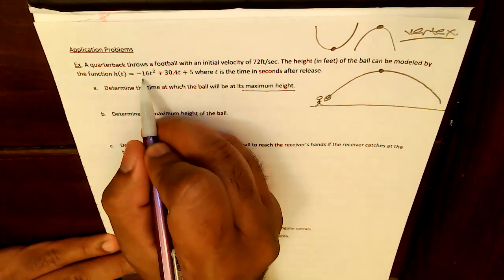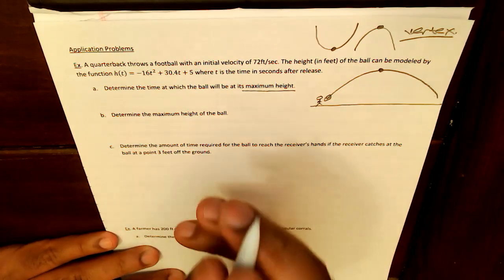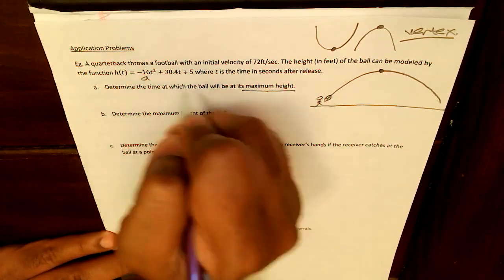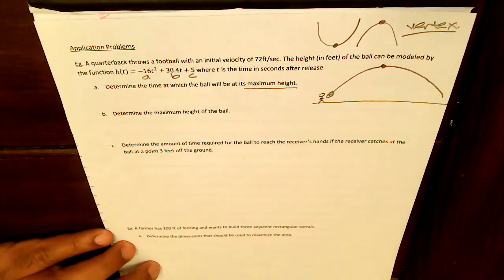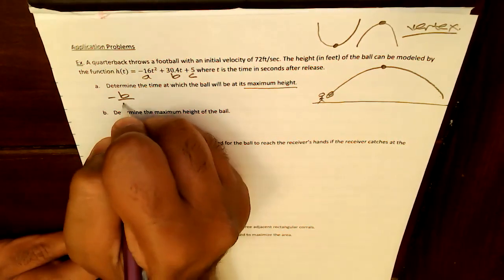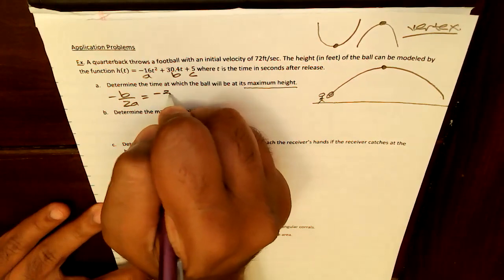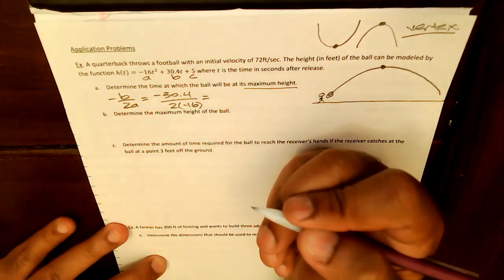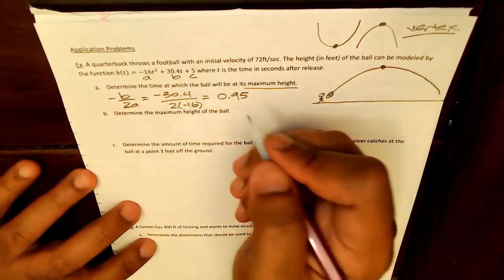So I need to figure out the vertex for my function, negative 16t squared plus 30.4t plus 5. You notice that this is a quadratic function in standard form. The value of a is negative 16, b is 30.4, and c is 5. Because it's in standard form, to find the vertex I need to use the vertex formula, which is negative b over 2a. So that would be negative 30.4 divided by 2 times negative 16. You can do this on your calculator. This is going to come out to be 0.95.